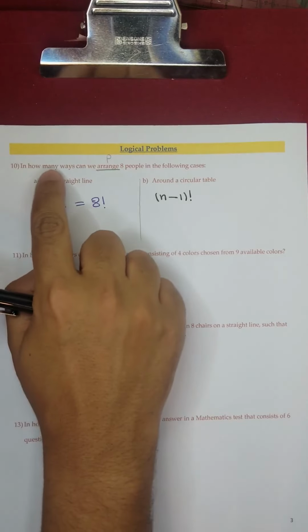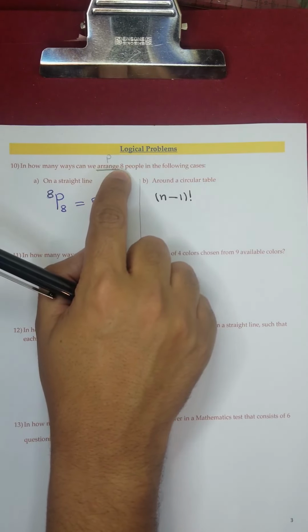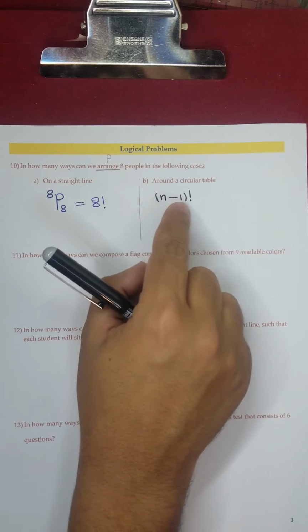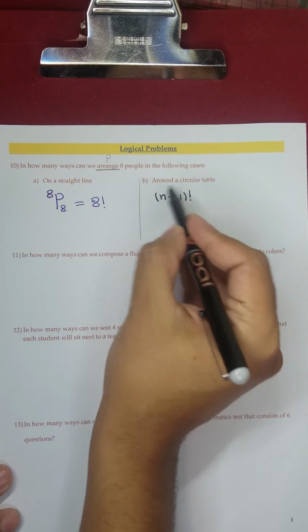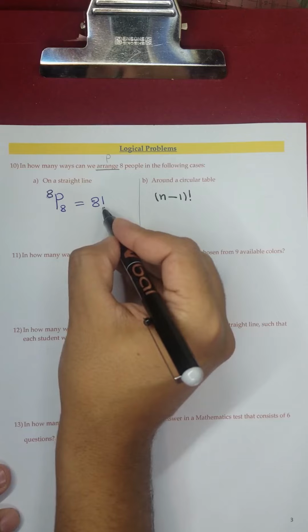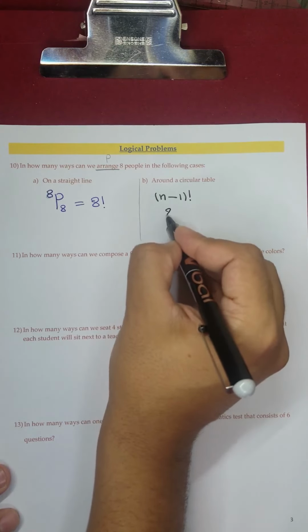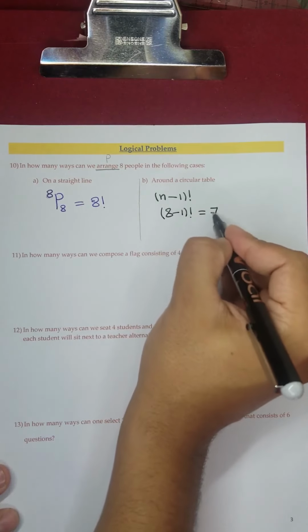It's the same thing here. How many people do I have? 8. I am going to put one of them in a fixed place. I'm not going to change it. And then I am going to start changing the places of n minus 1 people, 7 people. So the answer to part B is not going to be n factorial, not 8 factorial like this one. It's going to be 8 minus 1 factorial, and the answer to that is 7 factorial.